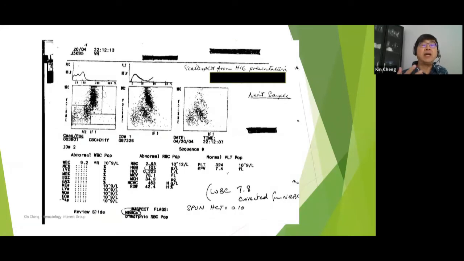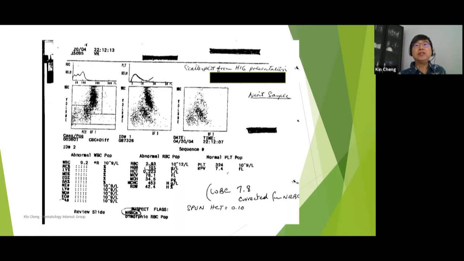And then she looked at the histogram itself. As you can see, those are the numbers. She also did a spun hematocrit. In other words, you spin it down in a hematocrit tube, and it gave a hematocrit of 0.1, versus the instrument's hematocrit of 0.22, which is drastically different.